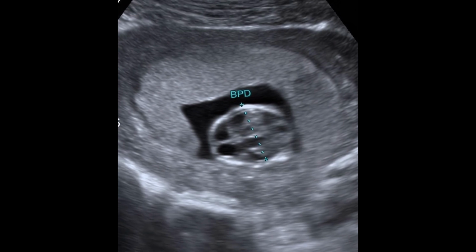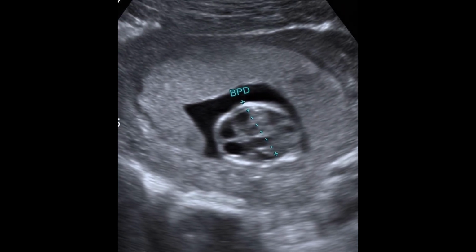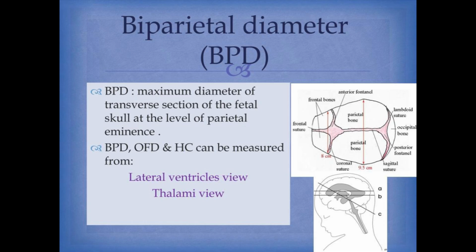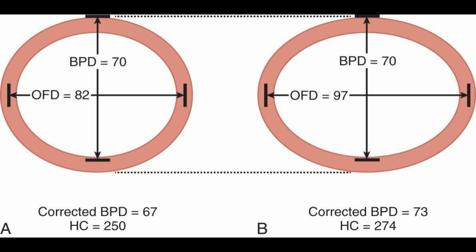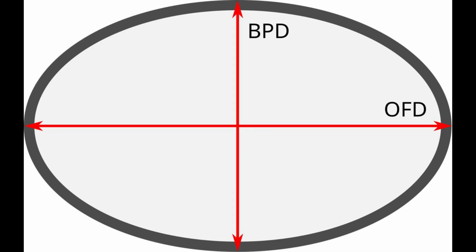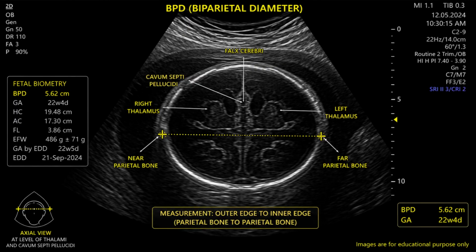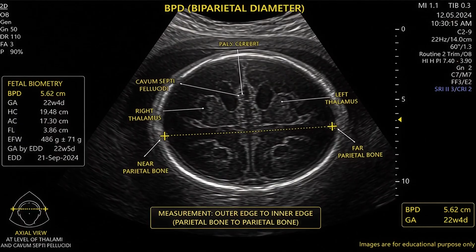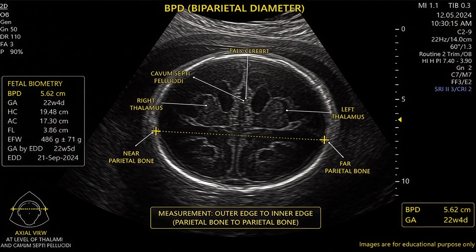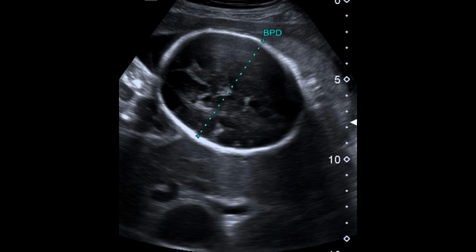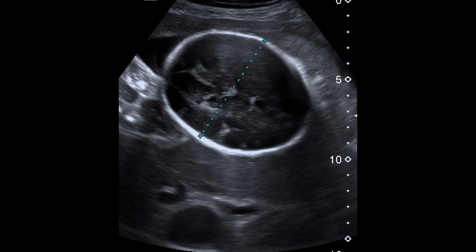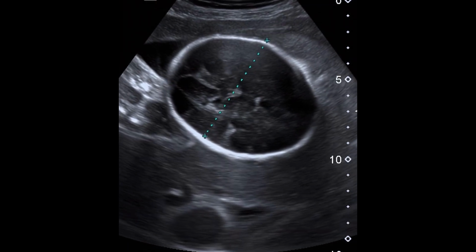Clinical applications. Estimation of gestational age. In the second trimester, BPD provides reliable dating when the last menstrual period is uncertain. Assessment of fetal growth. Serial BPD measurements help identify intrauterine growth restriction, IUGR, macrosomia, and growth abnormalities. Estimation of fetal weight. BPD is combined with head circumference, HC, abdominal circumference, AC, and femur length, FL, to calculate estimated fetal weight.